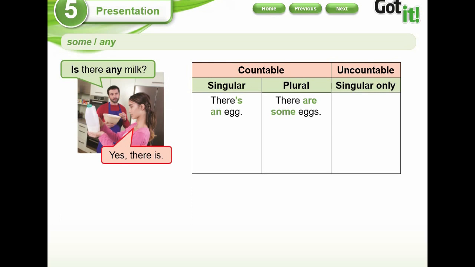And in uncountable noun, usaremos el there is some bread, ¿de acuerdo? En el incontable también usamos el some. Pero, como ustedes se han dado cuenta, no cambia, ¿de acuerdo? Solo es bread, siempre va a ser bread. No nos olvidemos que el sustantivo incontable siempre va a ser tal cual. Lo máximo que podemos agregar es el some, nada más para indicar que hay algo de esta cantidad, ¿de acuerdo?